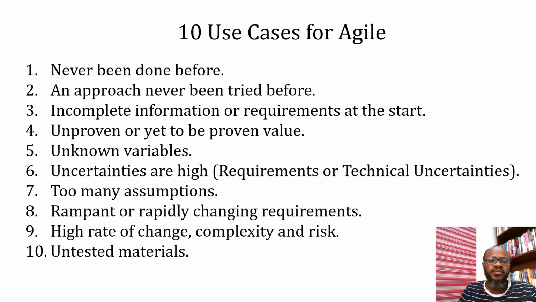Number four, unproven or yet to be proven value. I'll be talking about minimum viable product as we proceed, okay? When you are working on an innovation-based solution, something that has never happened before, you want to introduce a crazy product into the market, and it's something that the market is not familiar with. You would have to use empirical procedures. You have to go for agile, okay, in order to evolve the solution.